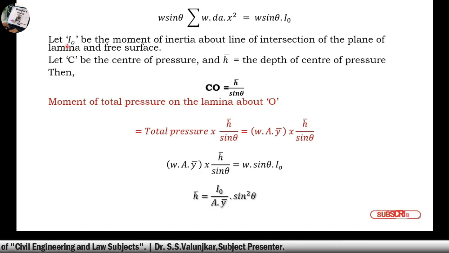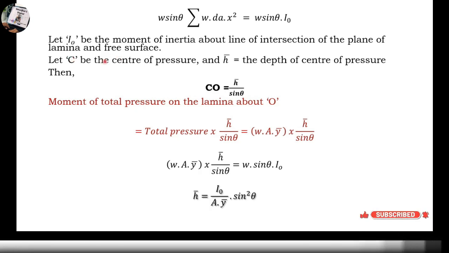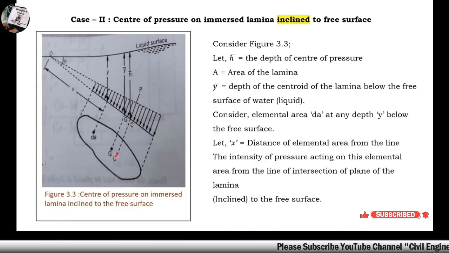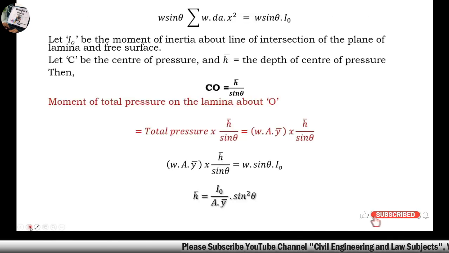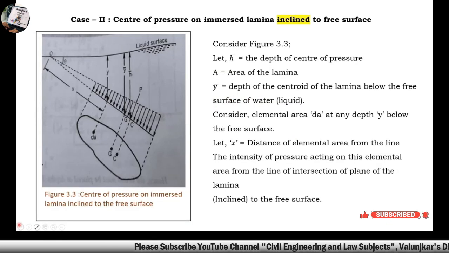Let I0 be the moment of inertia about the line of intersection of the plane of the lamina and the free water surface. Here it should be C. Let C be the center of pressure and H bar the depth of the center of pressure. Then OC is equal to H bar upon sine theta.